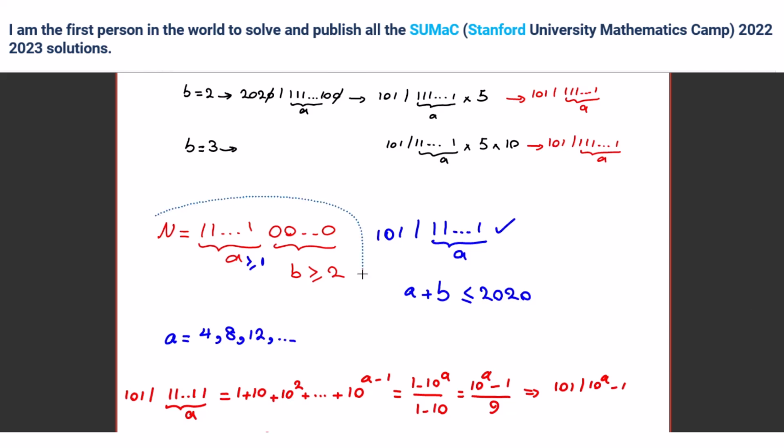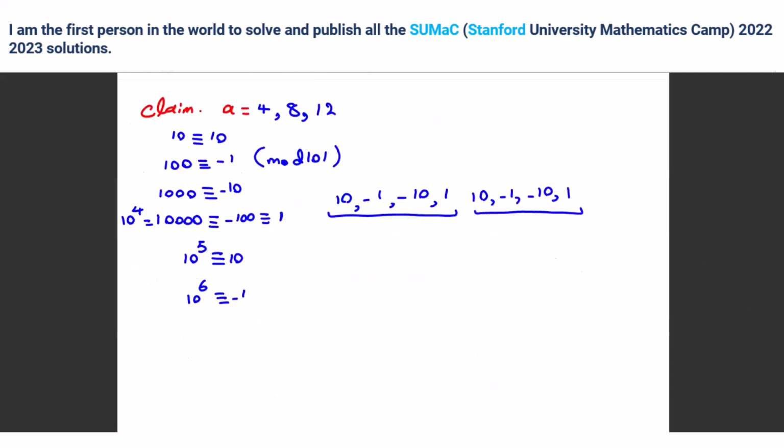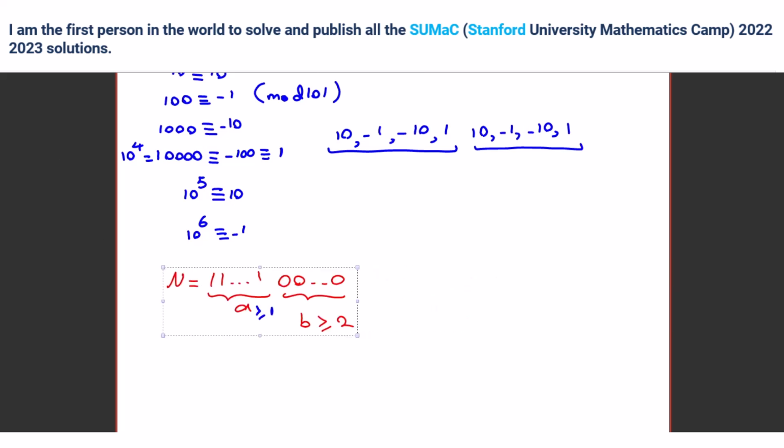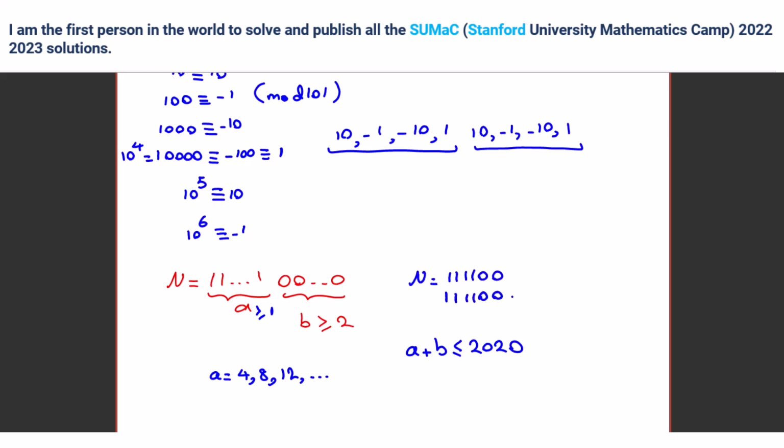So let's consider how many good n there are. We found A should be 4, 8, 12, and so on. B should be at least 2, and A plus B should be at most 2020. So you should see how many good numbers there are, right? For example, one good n is 4 ones, 2 zeros. One good n is 4 ones, 3 zeros. One good n is 8 ones, 2 zeros. All these numbers. Calculate how many good numbers there are.